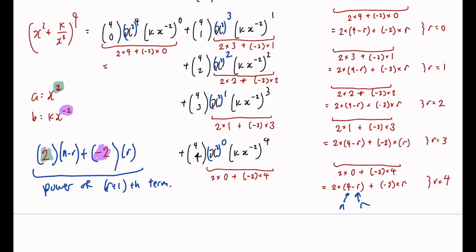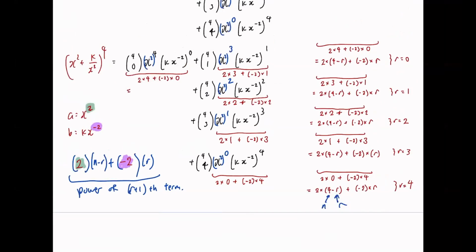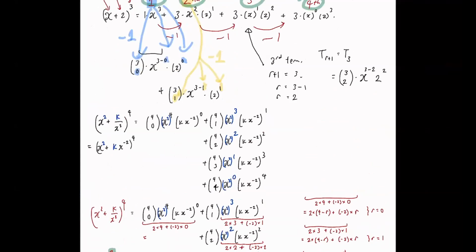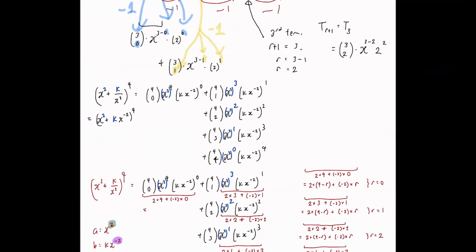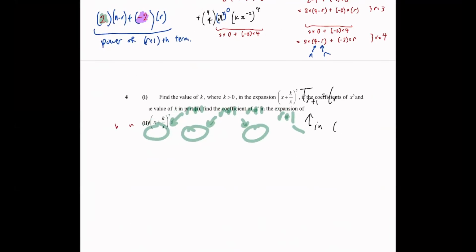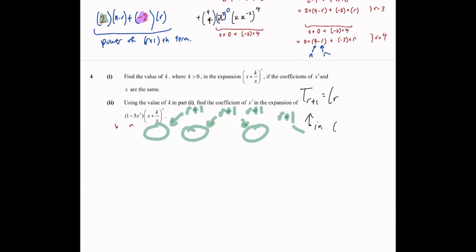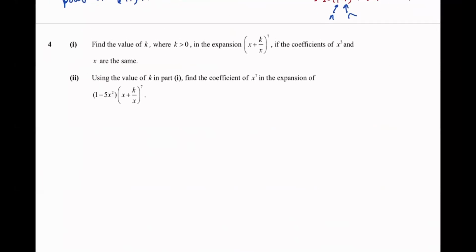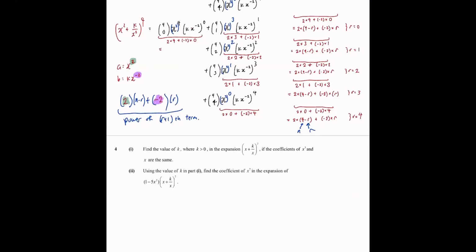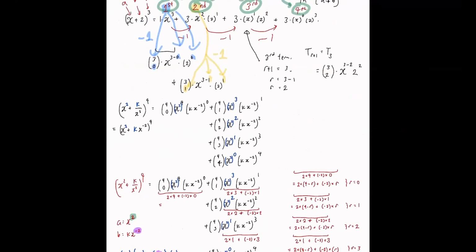Then I think now we go through the actual example. It'll be clearer. That took quite long. Okay, carry on. Let's just write down the T r plus 1 formula first. Then we solve the question.